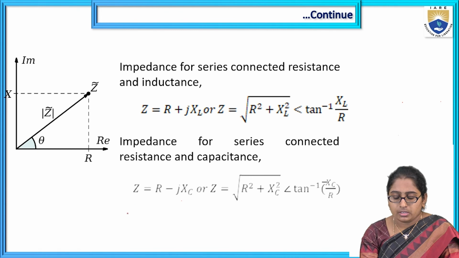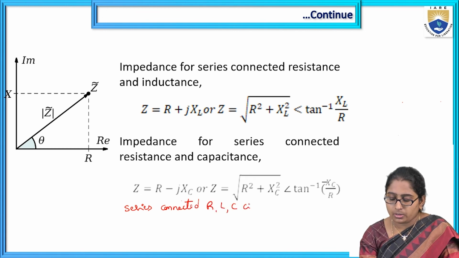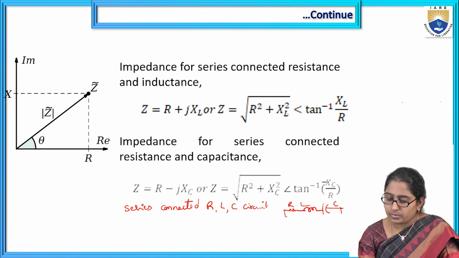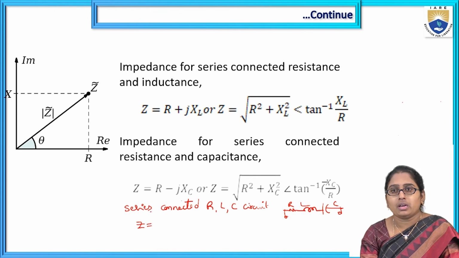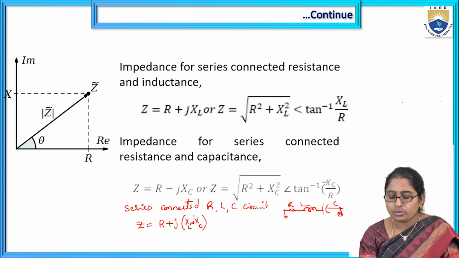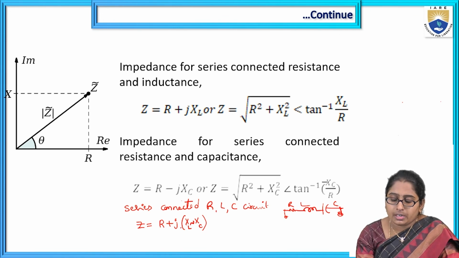Now let us say for the series connected RLC circuit, what is the total Z? The real part is resistance and the imaginary part is reactance. Here both elements L and C are present, so it is given by R plus j(XL minus XC), the difference of XL and XC. If XC is greater, it will be minus j, so I have to write plus or minus. If XL is greater, it will be plus j. So this is how the impedance is for a series connected RLC circuit.